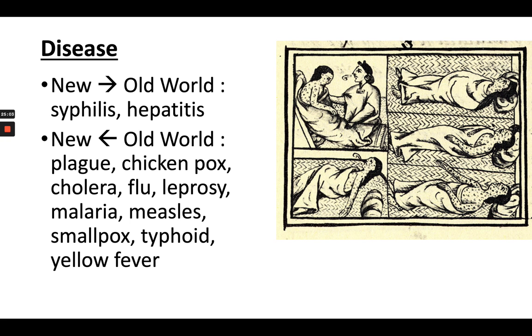You also have diseases. So obviously we know the old world gave the new world a lot more diseases, but the Americas gave something back, specifically syphilis. Syphilis will come from the Americas and they will take it back to Europe, and it spreads very quickly because everyone has sex. The old world will also give plague, chickenpox, cholera, flu, leprosy, malaria, measles, smallpox, typhoid, and yellow fever.